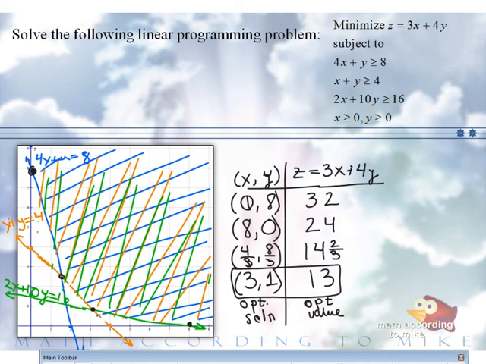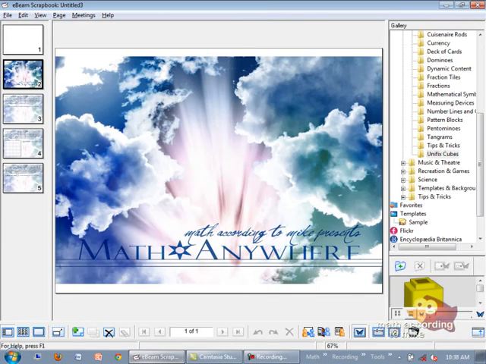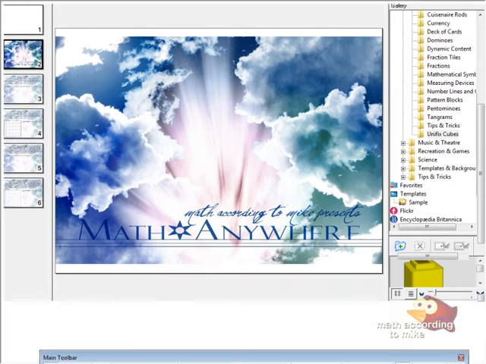3.3 just adds one new element to this, and that is going from the English to the math. So there's no additional theory in this one. In this section, it's just all word problems.